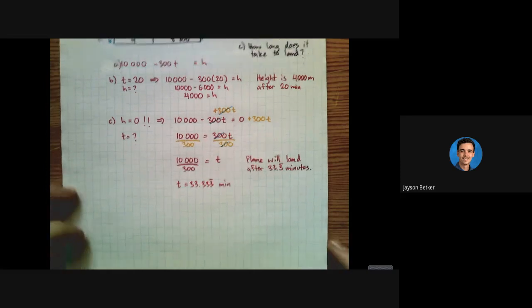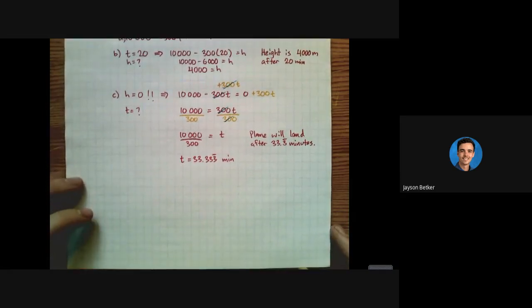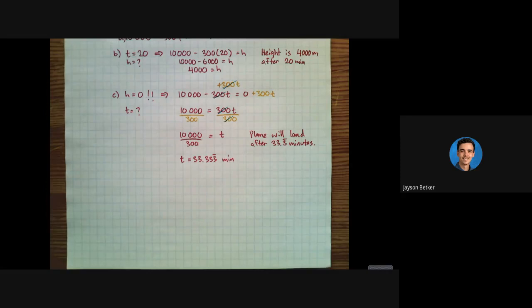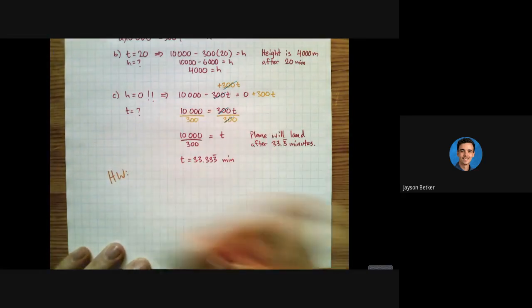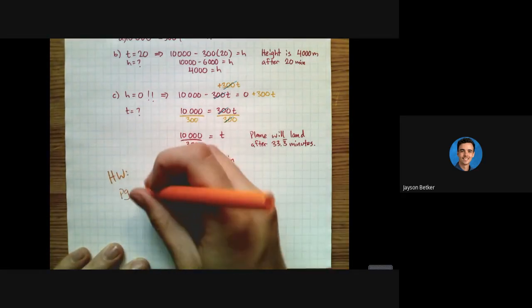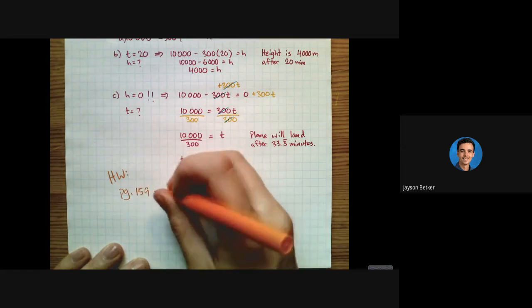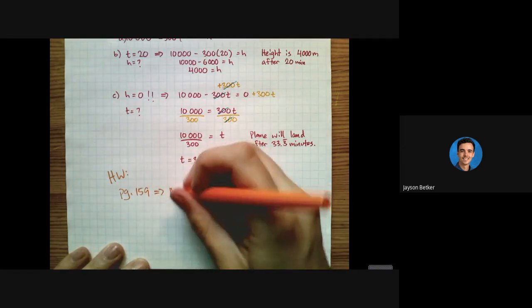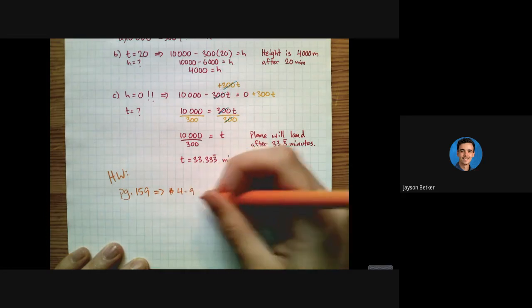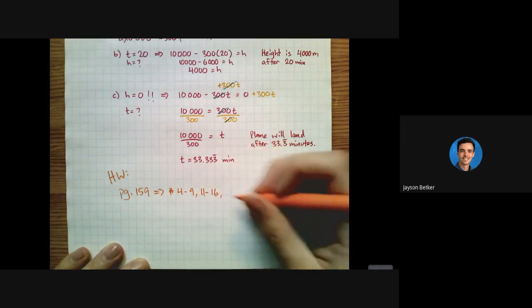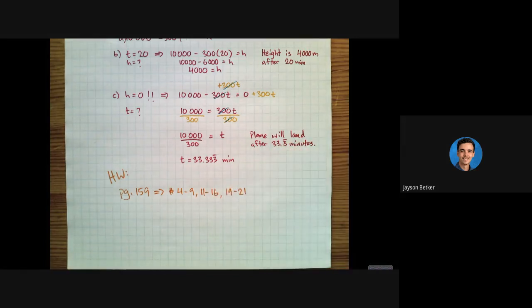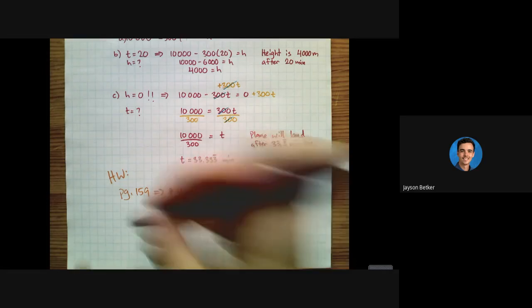Okay, so that will be all that you need to do for today. For tomorrow, what I want you to do is work on some textbook problems. The textbook problems that I want you to work on are on page 159, and they are numbers 4 through 9, 11 to 16, and then if you can, I want you to try 19 to 21 as well. I know that seems like a lot, but you have quite a bit of time to work on it.